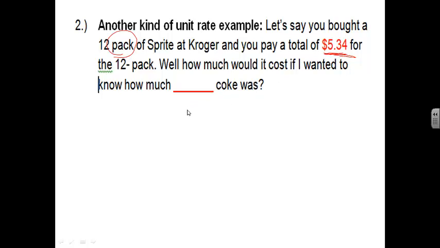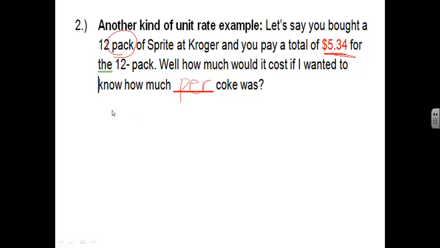So how much would it cost if I wanted to know how much it is per Coke? That's what I'm trying to figure out. How much is it per Coke? Okay? So what we're going to do here is, what do you think we're going to do? What operation are we doing? Of course, we are dividing.